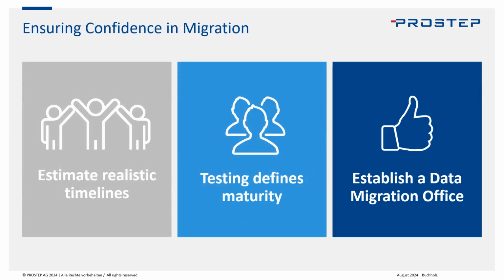So we will split that up into 3 different topics. The first topic is giving good and realistic timelines, and also providing inside the timelines areas where the business domain can be confident with that kind of timeline. The second thing is testing defines maturity. And the third topic will be establishing a data migration office.